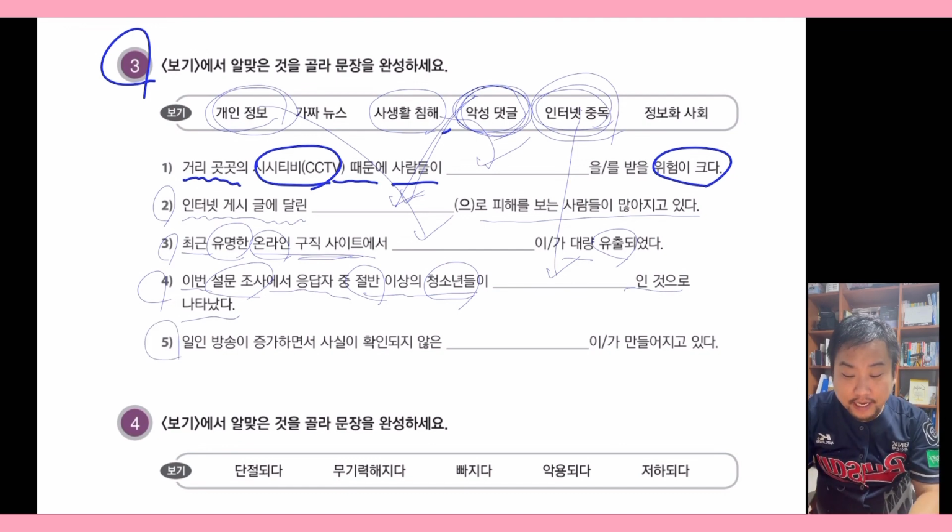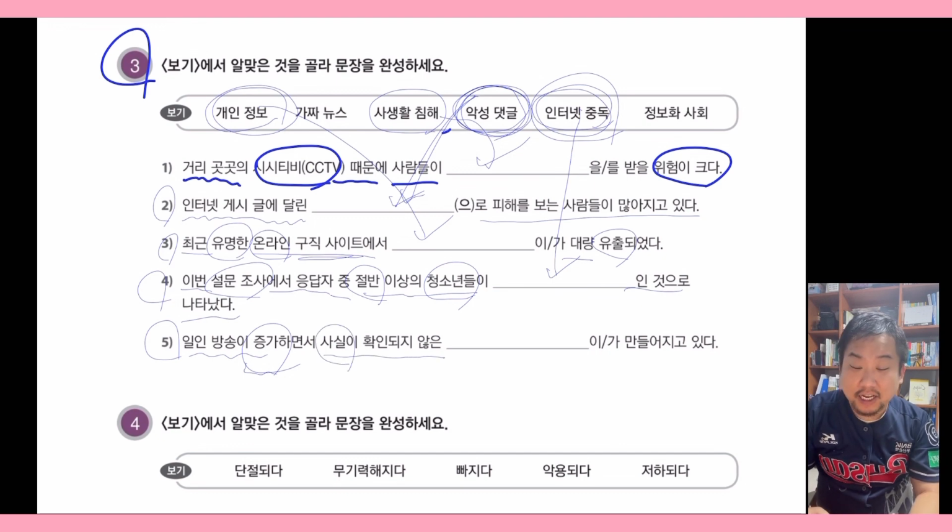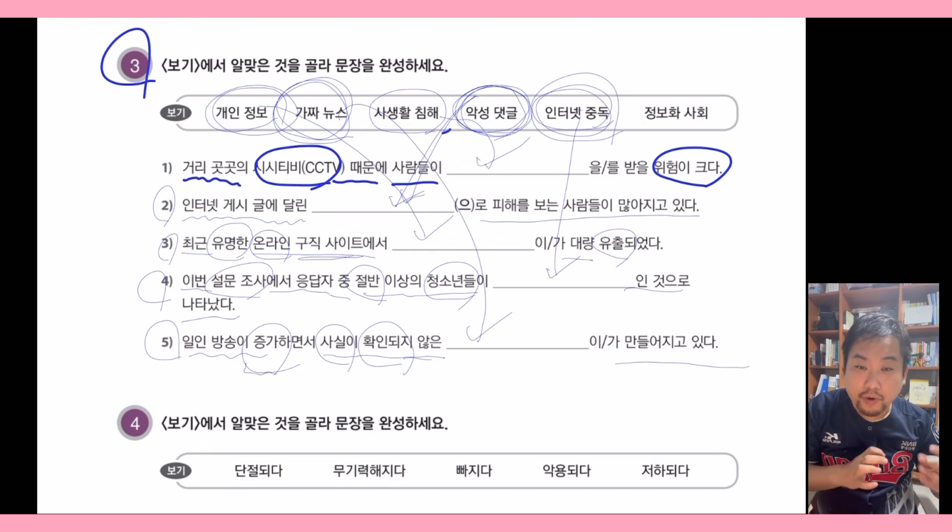Number 5, 1인 방송. 1, like me, one person 방송, one person broadcasting이 increase, 증가하면서 사실이 확인되지 않은, 사실 is a fact, 확인하다 is check, so not fact check, 확인되지 않은 가짜 뉴스 is a fake news, 가짜 뉴스가 만들어지고 있다. There's more and more of fake news because of first person media which is not fact checked. Wow, I speak English well, right?